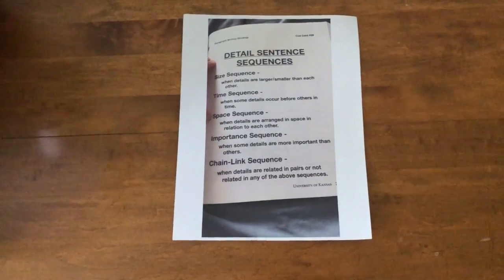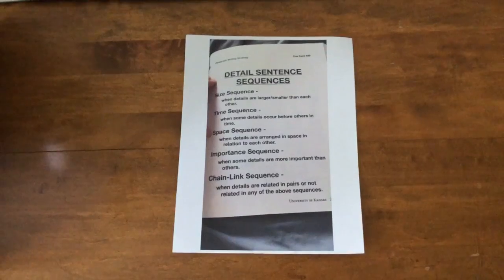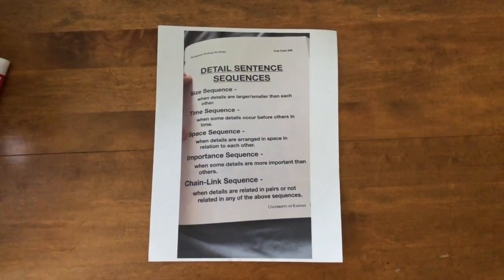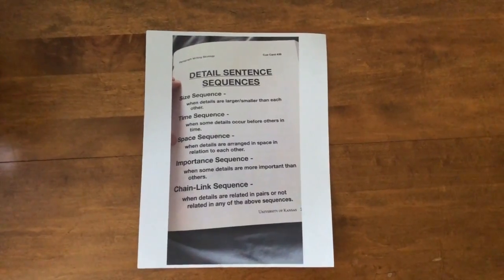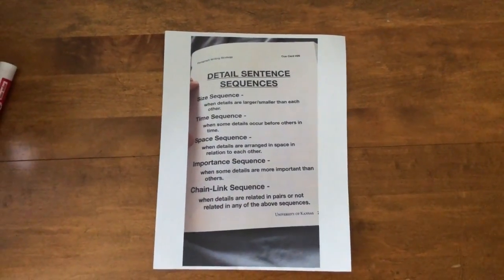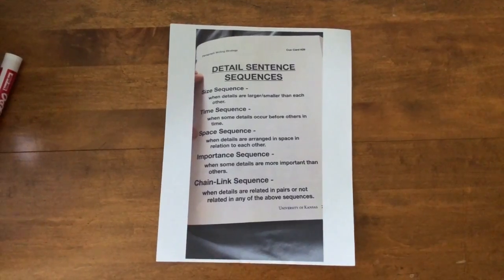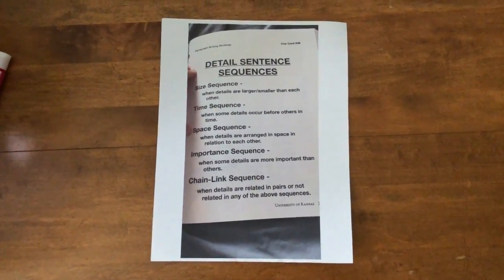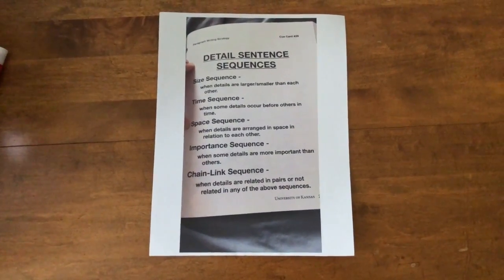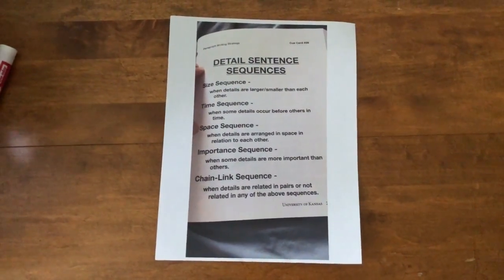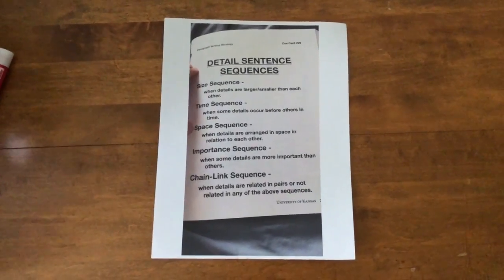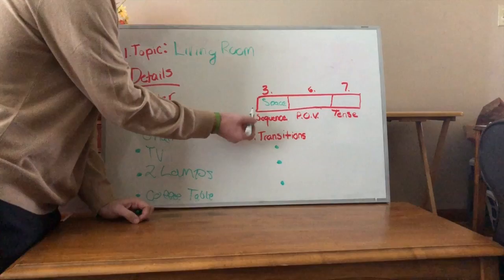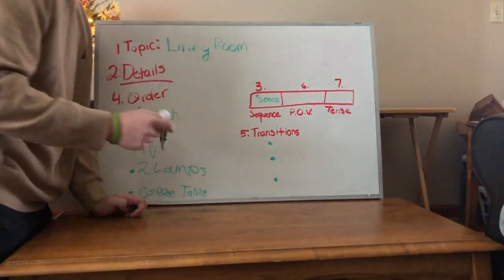What about the space sequence? Does that make sense for this paragraph? Well, let's see. Yes, the items I've listed here are arranged in space in a particular order. Both the size and space sequences work here. Which one do you prefer to use? I guess I'll choose the space sequence because it will help the reader envision the classroom or the room I'm in better than the size sequence. Yeah. So now in your blank paragraph diagram, go to number 3 and write space sequence.